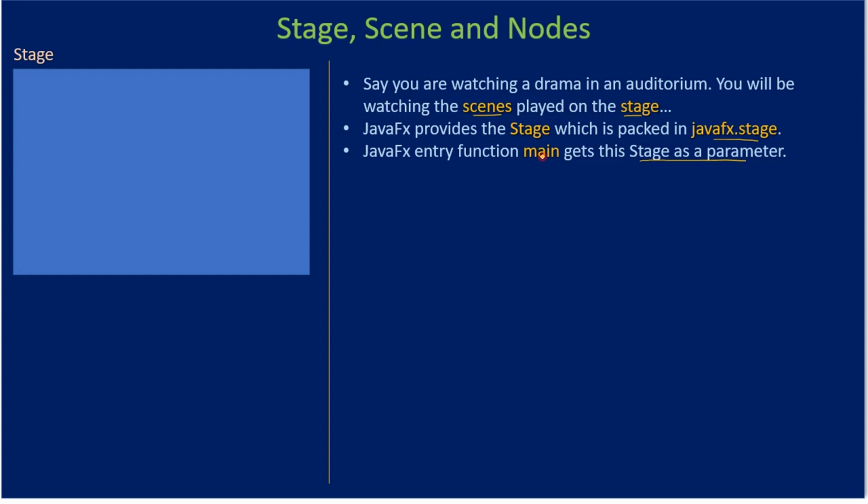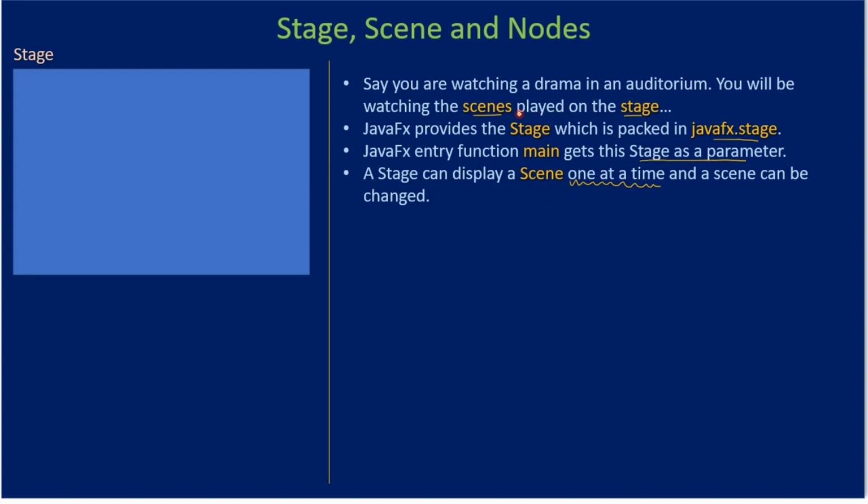And the stage is given to you, just like how the paint method override works and how it gets the graphics object. The same way, the main method here gets the primary stage object. A stage can display a scene one at a time. That means you can present a scene on the stage.